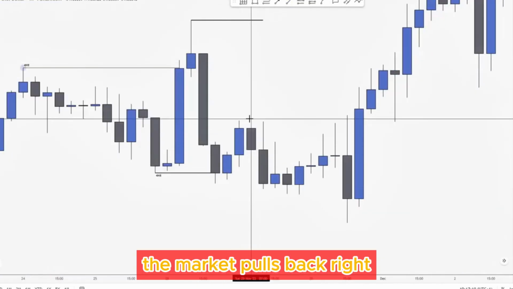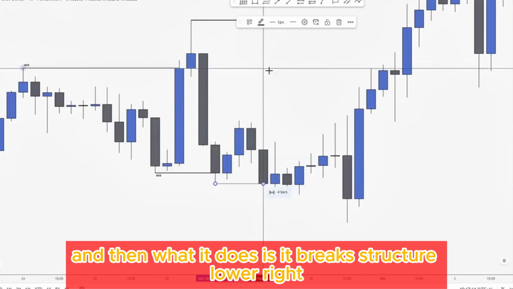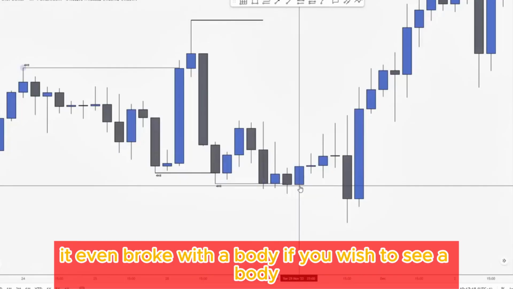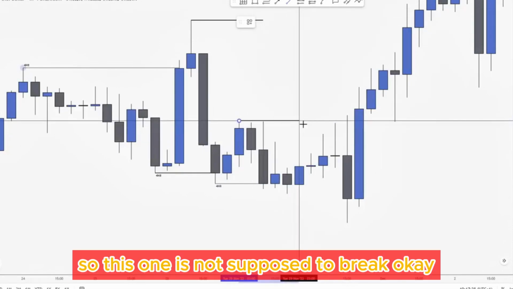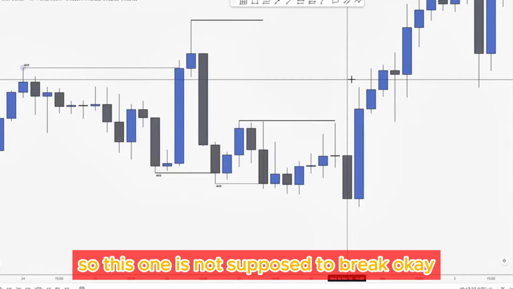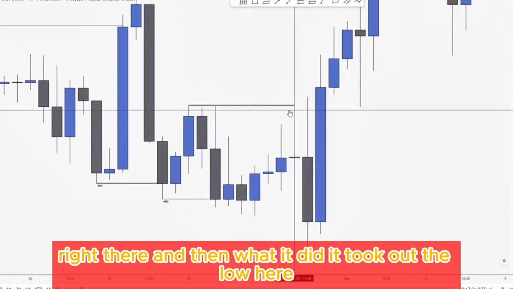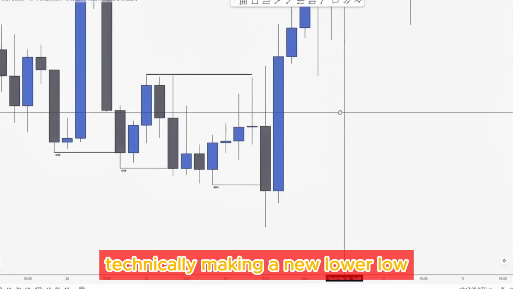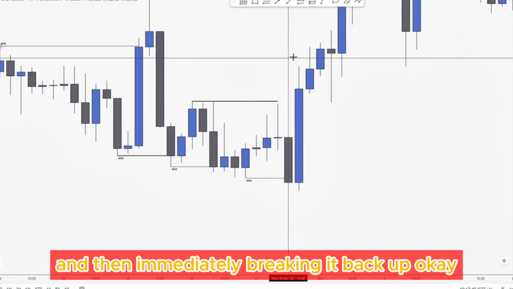The market pulls back, right, and then what it does is it breaks structure lower, right? So we have to be zoomed in. So this is, according to me, a break. It even broke with a body, if you wish to say a body. What caused this break? You track it back up, it is this guy. So this one is not supposed to break, okay? And what you see happen right there is the market pulled back. And then what it did, it took out the low here, technically making a new lower low, which was what we wanted to see, and then immediately breaking it back up.